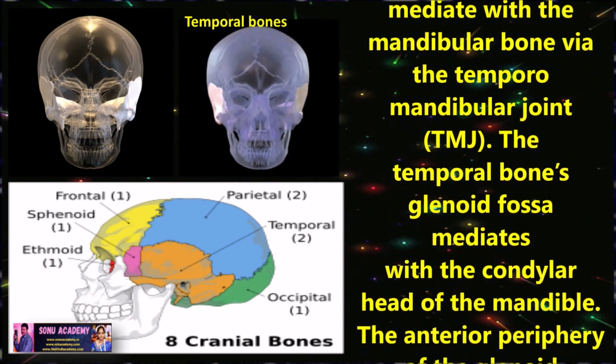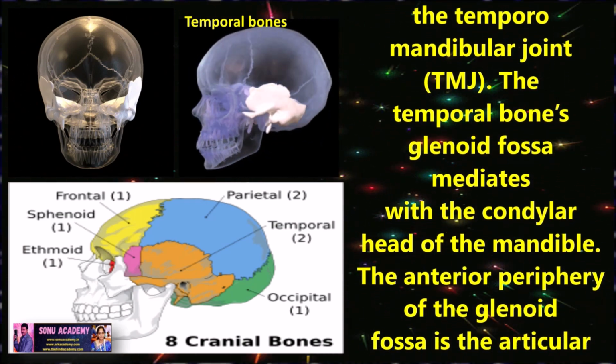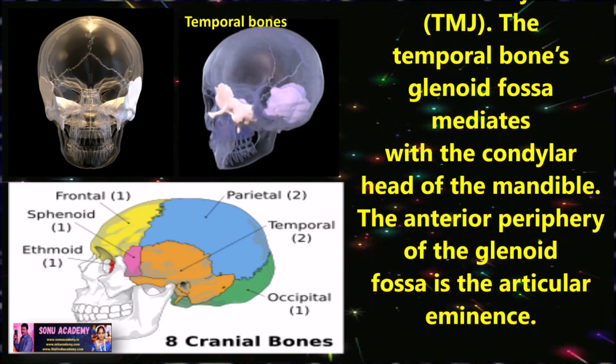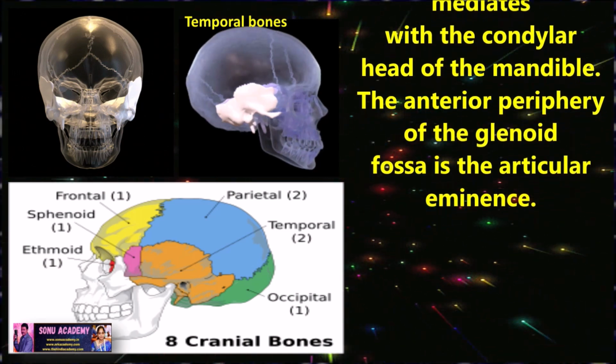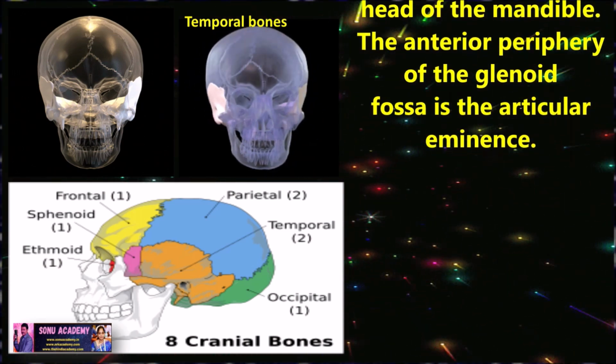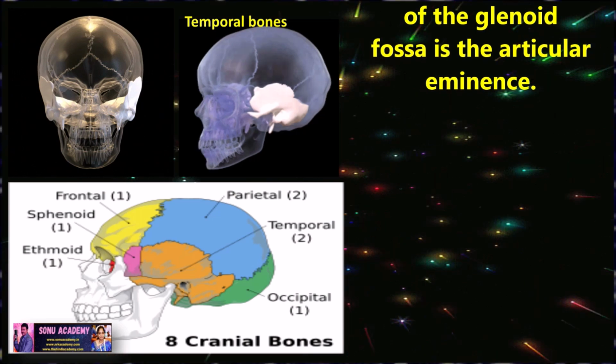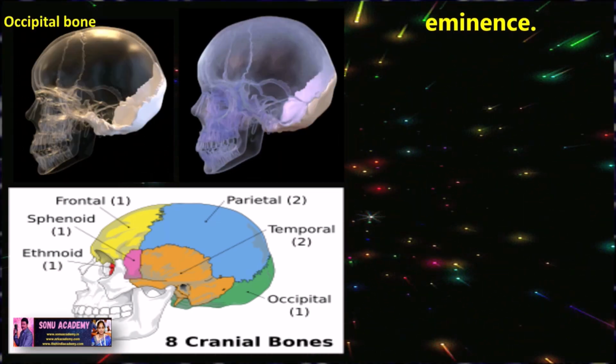The temporal bones articulate with the mandible via the temporomandibular joint. The temporal bone's glenoid fossa articulates with the condylar head of the mandible. The anterior periphery of the glenoid fossa is the articular eminence.